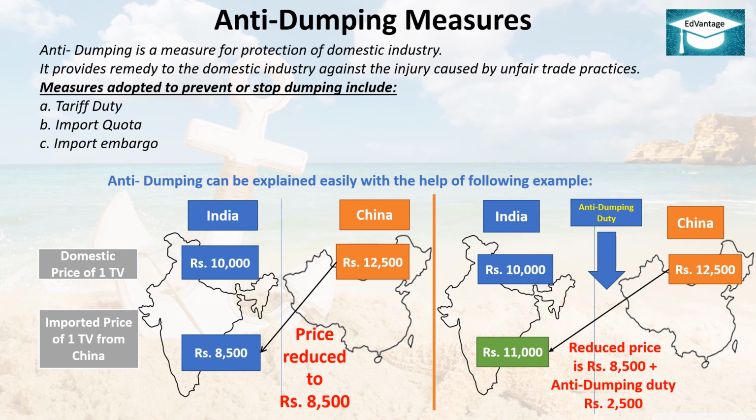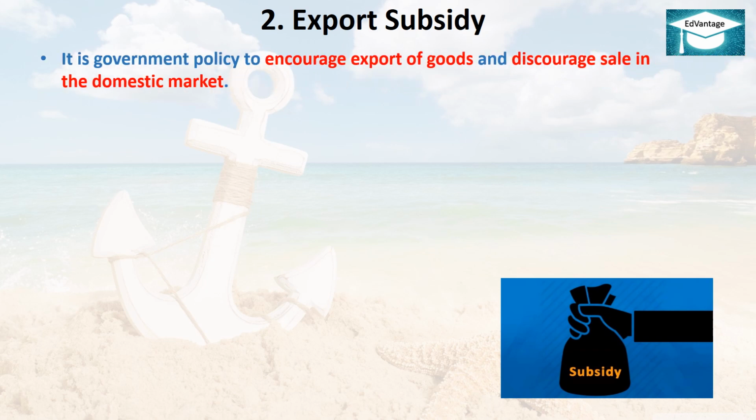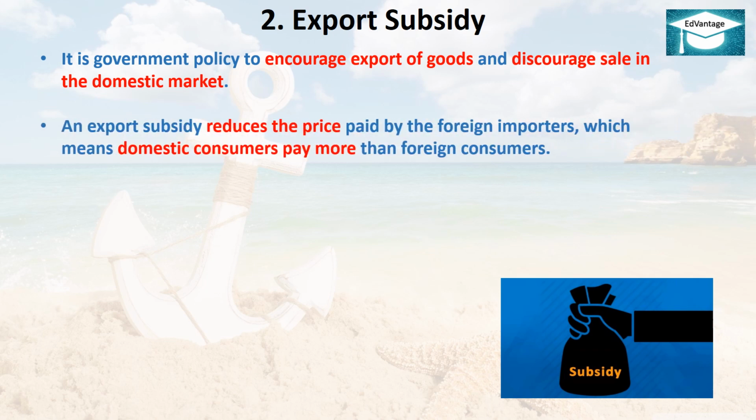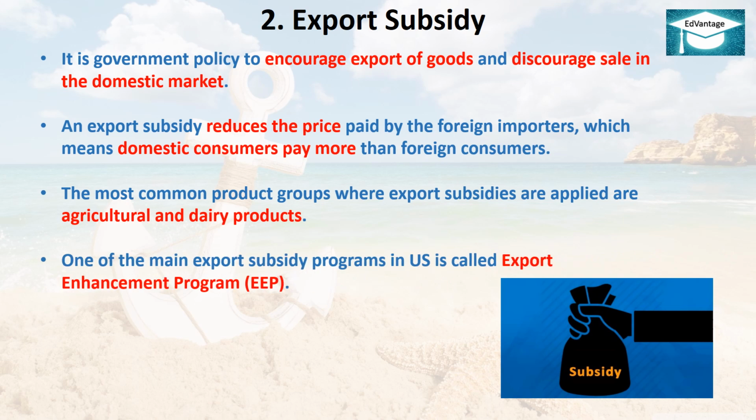2. Export subsidy. It is a government policy to encourage export of goods and discourage sale in the domestic market. An export subsidy reduces the price paid by the foreign importers, which means domestic consumers pay more than foreign consumers. The most common product groups where export subsidies are applied are agricultural and dairy products. One of the main export subsidy programs in the US is called Export Enhancement Program, EEP.